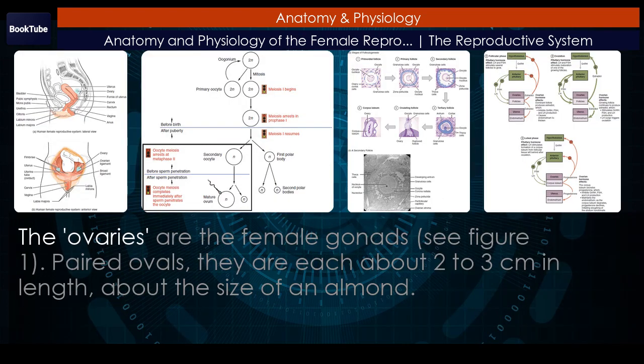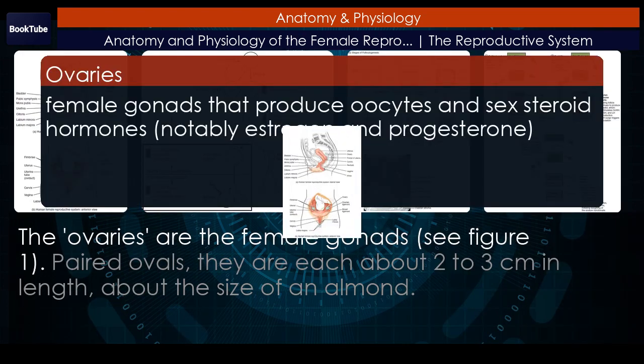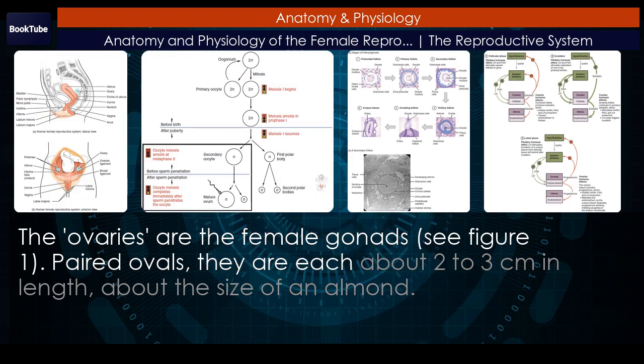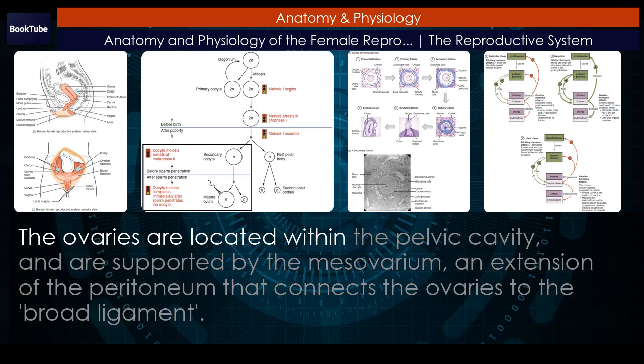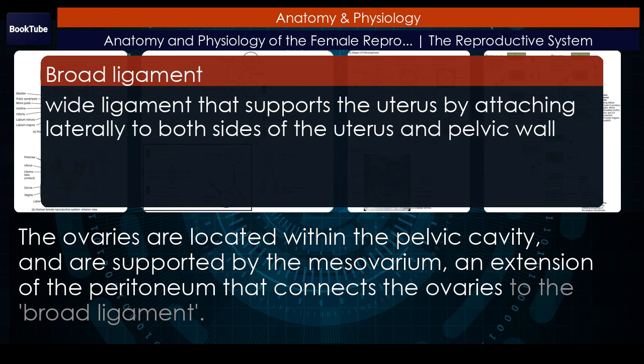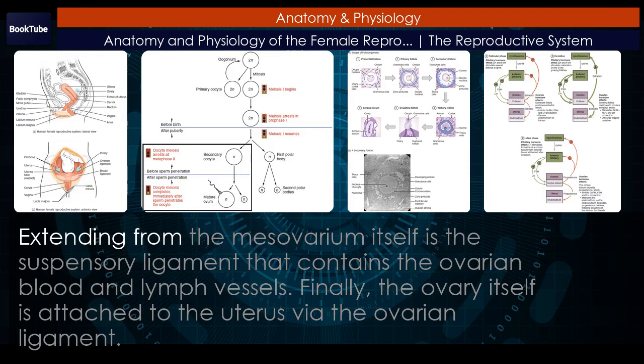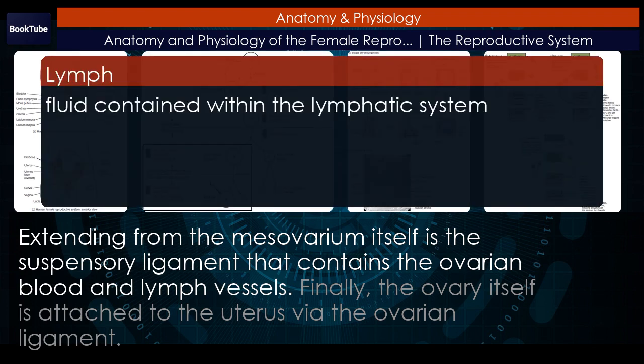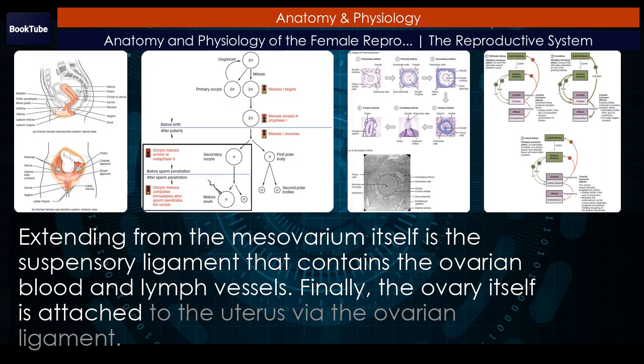Ovaries. The ovaries are the female gonads. See Figure 1. Paired ovals, they are each about 2 to 3 centimeters in length, about the size of an almond. The ovaries are located within the pelvic cavity and are supported by the mesovarium, an extension of the peritoneum that connects the ovaries to the broad ligament. Extending from the mesovarium itself is the suspensory ligament that contains the ovarian blood and lymph vessels. Finally, the ovary itself is attached to the uterus via the ovarian ligament.